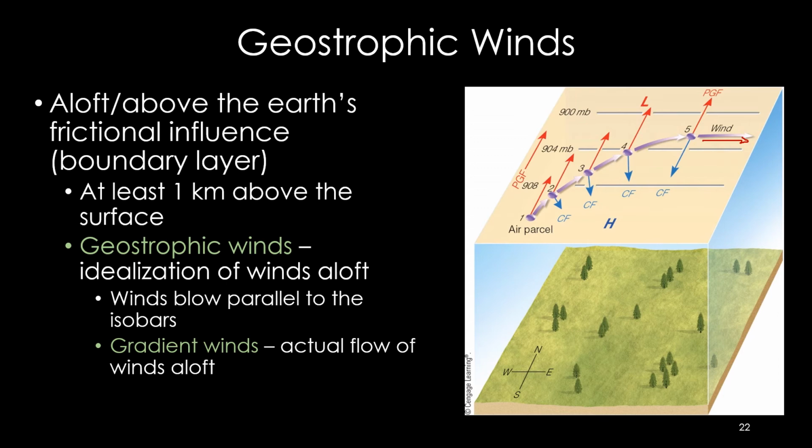So remember, it's not being slowed down by friction in this location of the atmosphere, and thus it can just blow parallel to isobars. So that idealization of winds is geostrophic winds. The actual flow of air aloft is called a gradient wind.